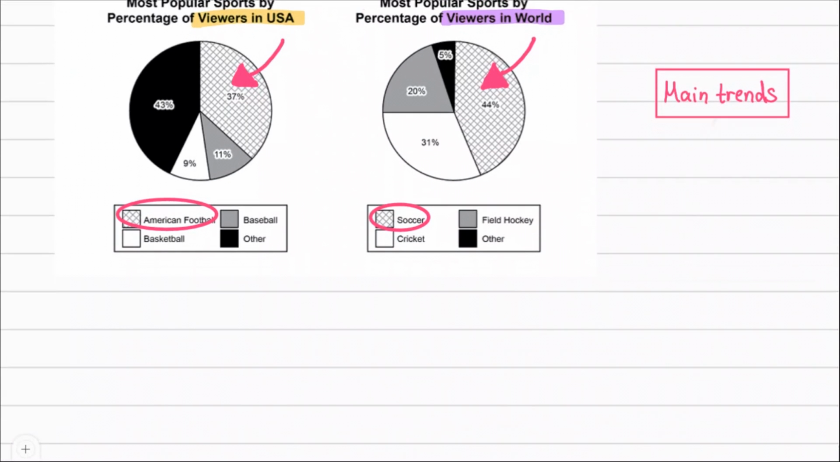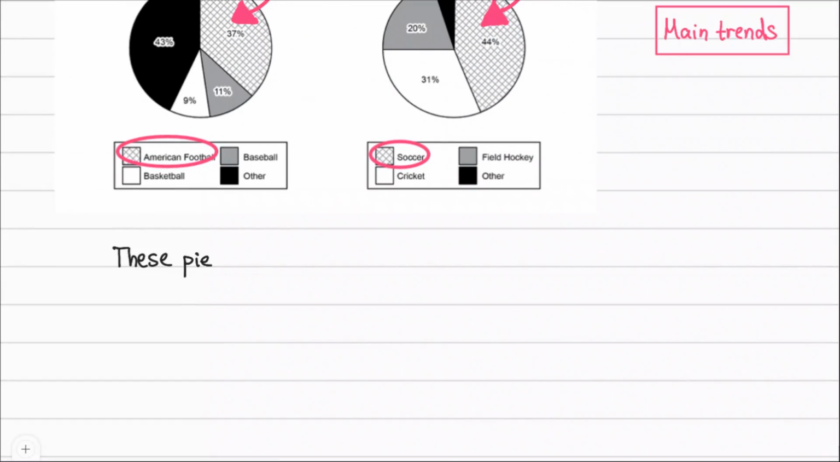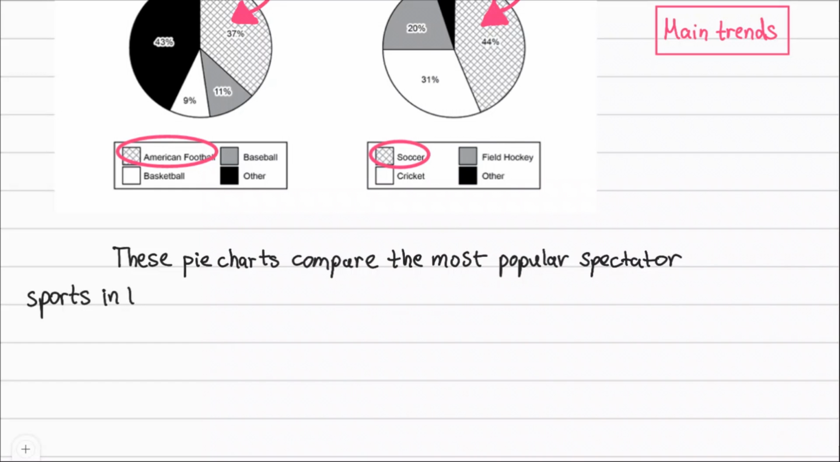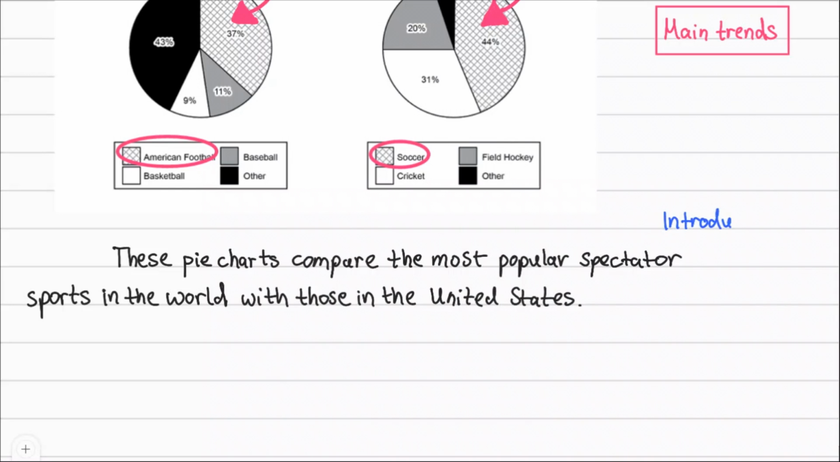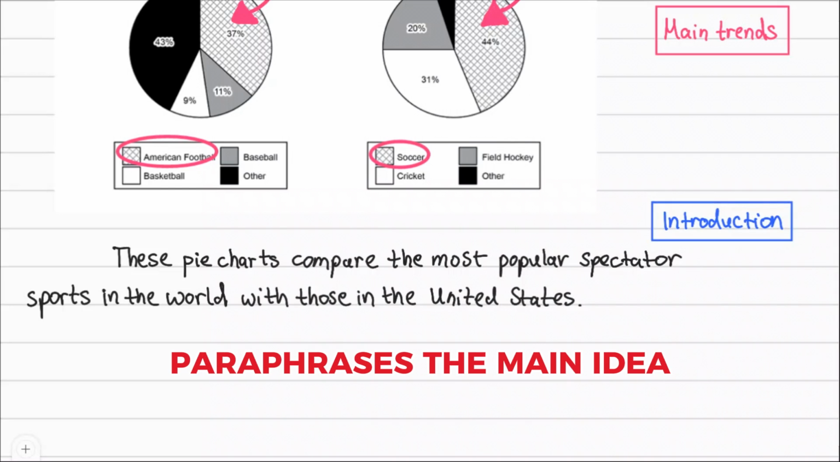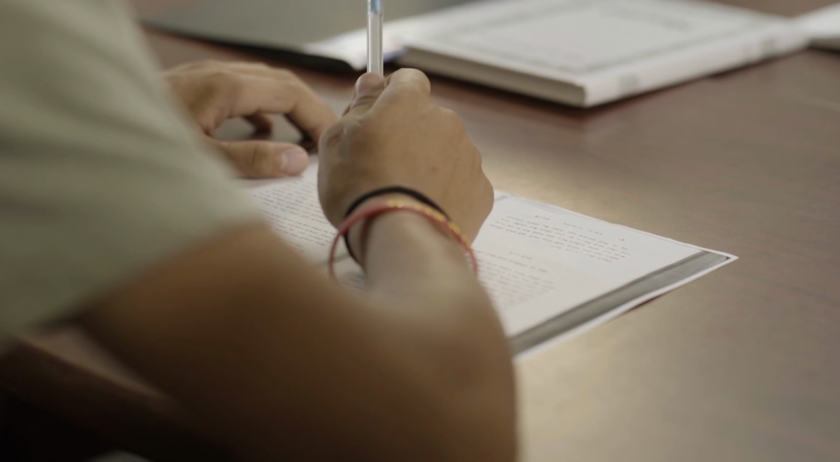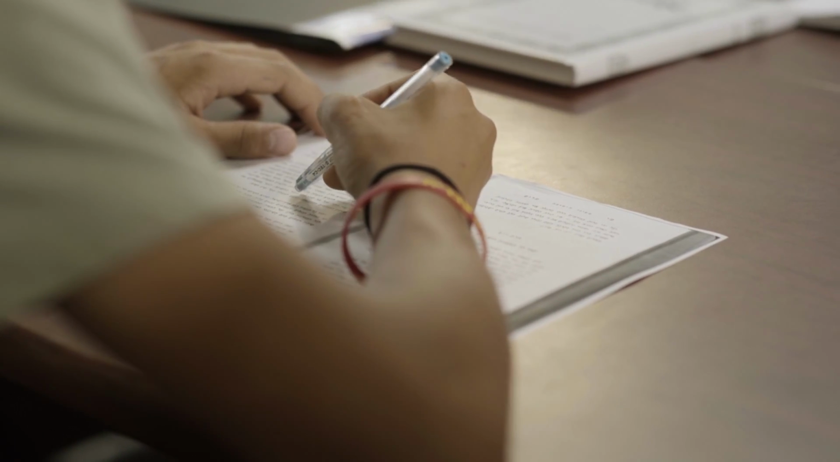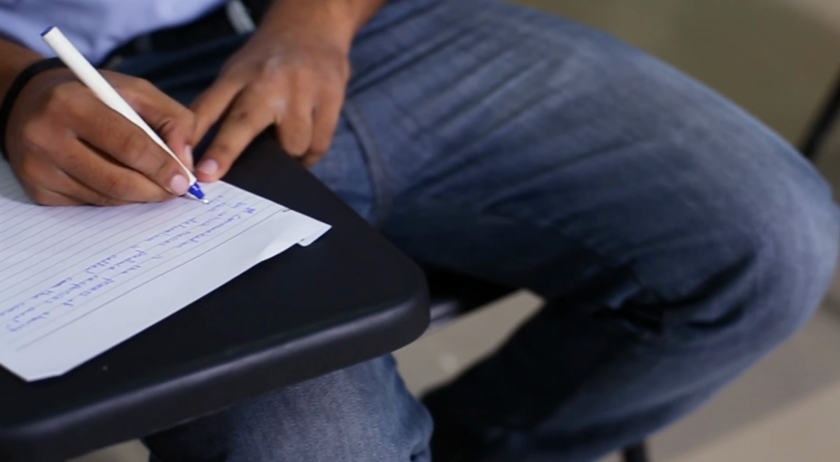Here's the first sentence of my answer. These pie charts compare the most popular spectator sports in the world with those in the United States. Start with an introduction that paraphrases the main idea. Imagine that the reader cannot see the charts. Then write a simple explanation.